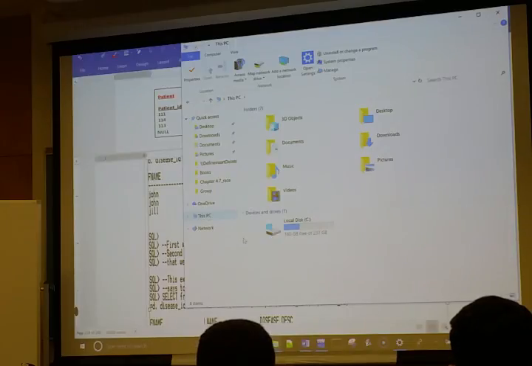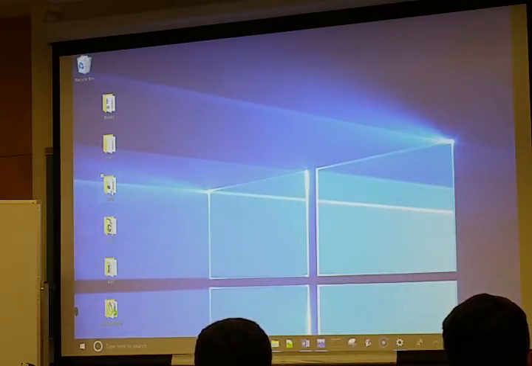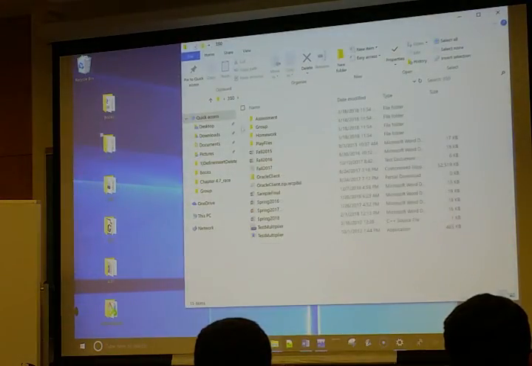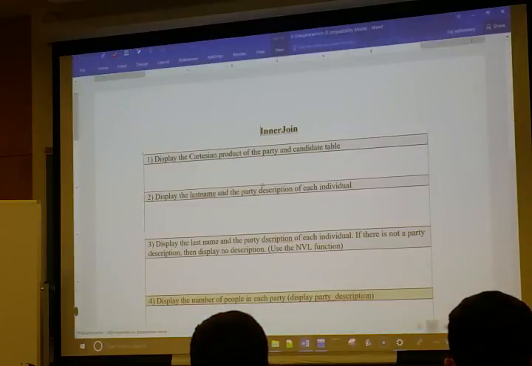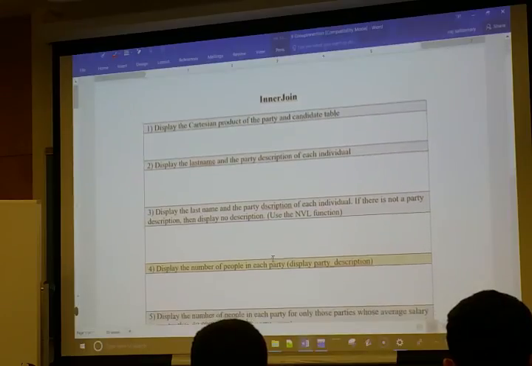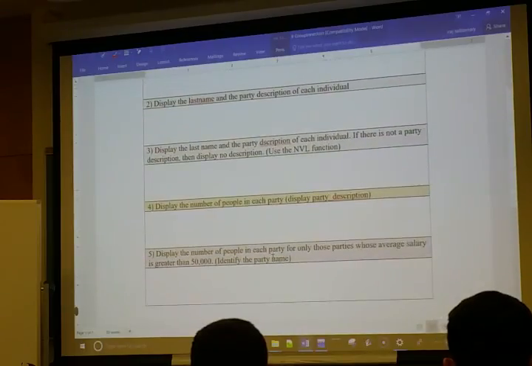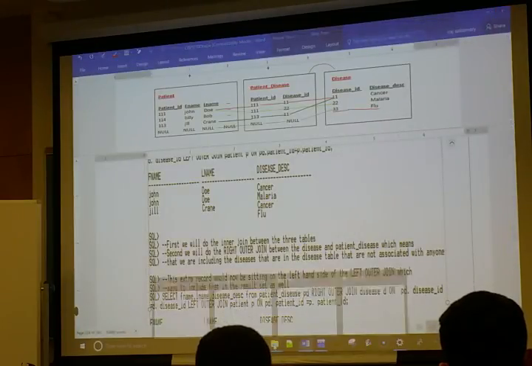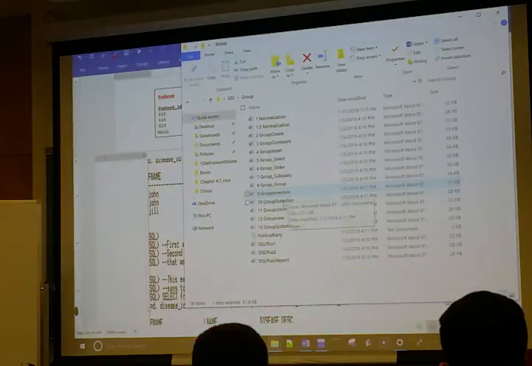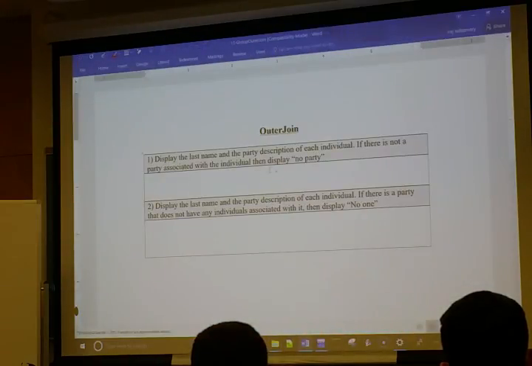Okay, so now I want to do this. Let's go over here and remove assignments. So let's find that. What is going on? So display the Cartesian product. Last name, party description of each individual. Display the number of people. Okay, so this is good. So this is something that you can go ahead and work on. I'll make that available. And then the other one is also other children. So this is something where there's a party associated. Okay, so we can work on the slope zone.